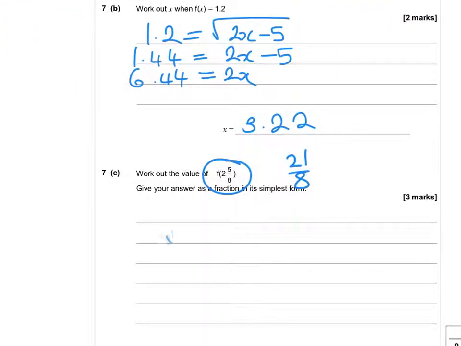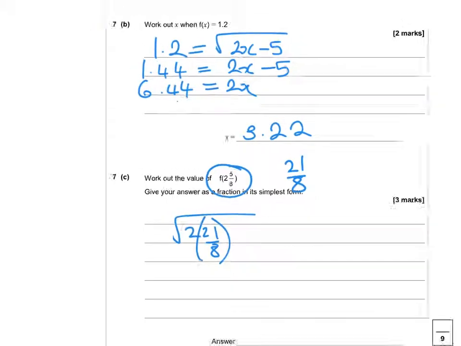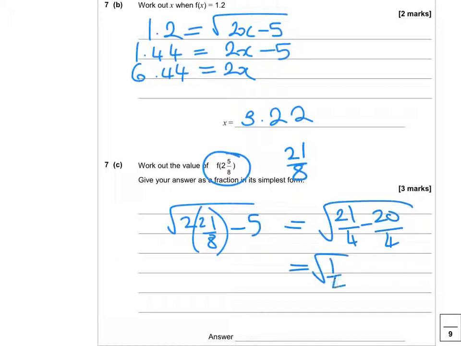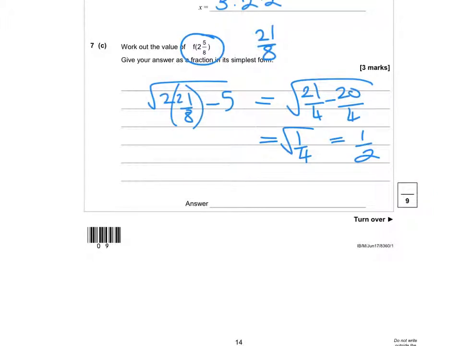So I've got the square root of 2 lots of 21 over 8 minus 5, okay, which is the square root of 21 over 4 minus 20 over 4, which is the square root of a quarter, which is a half. Well, plus and minus a half, but it allows a half.